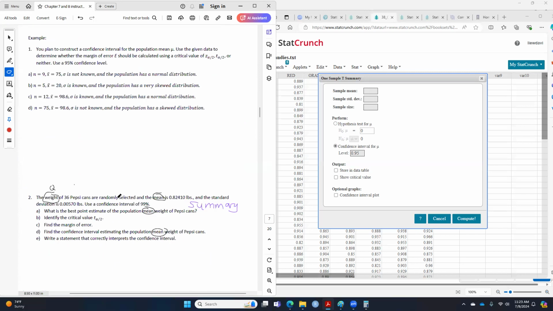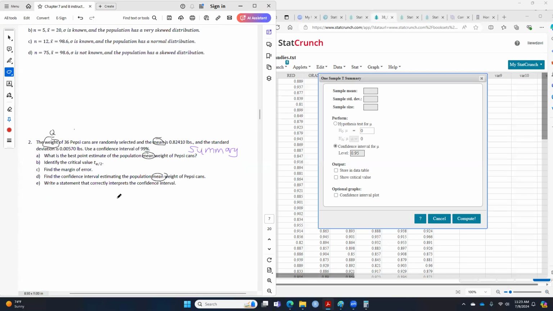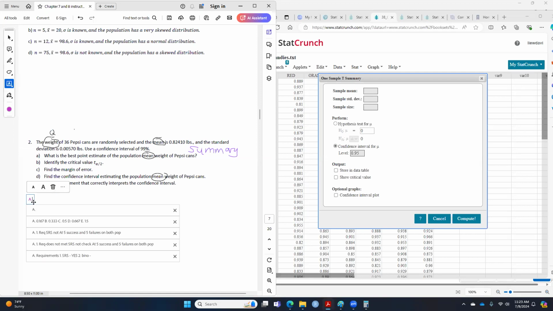We can do question 2. We just jump straight to question 2, and we'll come back to question 1 tomorrow. Question 2 is talking about the weight of 36 Pepsi cans that are randomly selected, and the mean is this, the standard deviation is that. You have to find a 99% confidence interval. Question A is asking us to find the best point estimate.